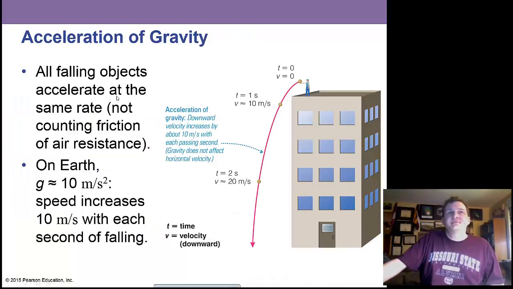Acceleration of gravity says that all falling objects accelerate at the same rate, not counting friction of air resistance, of course. On Earth, the value of little g for gravity is about 10 meters per second squared, and the speed increases 10 meters per second with each second of falling. So you drop a ball off of a building, after 1 second it's going 10 meters per second, and after 2 seconds it's going 20 meters per second.